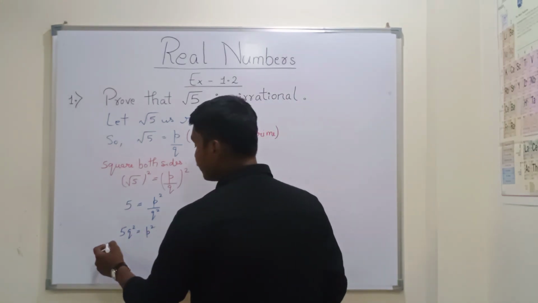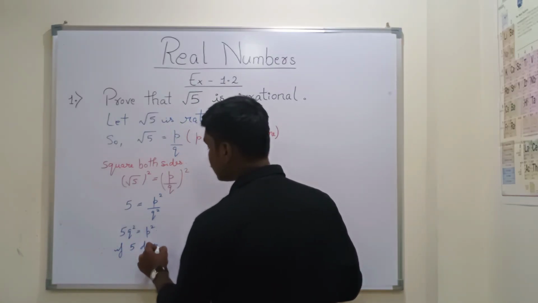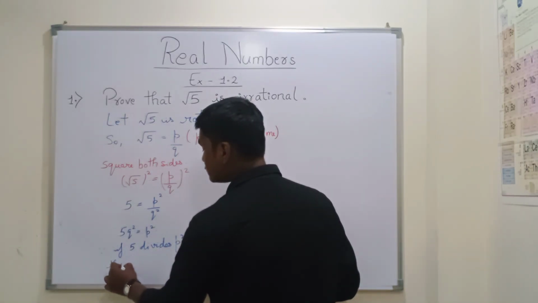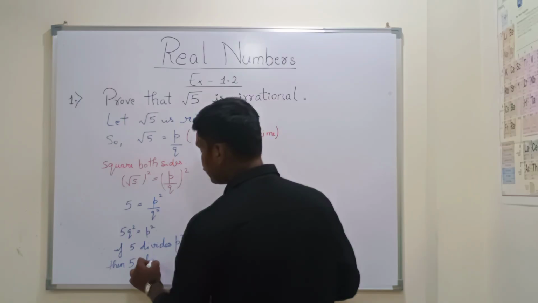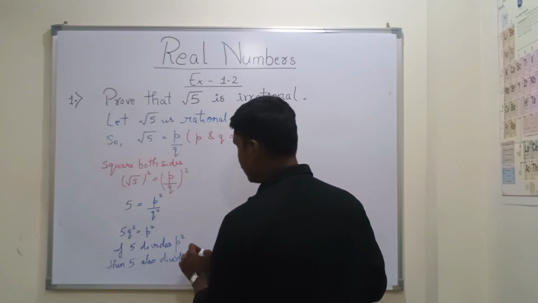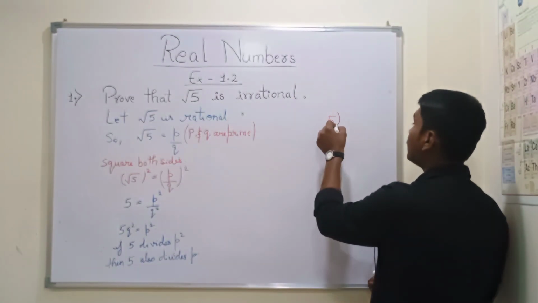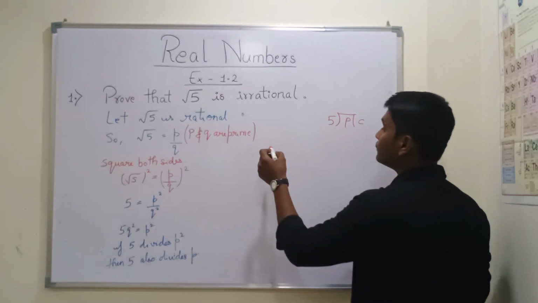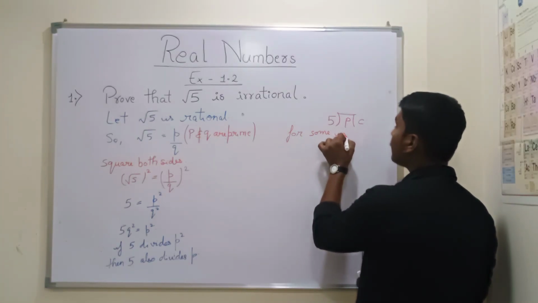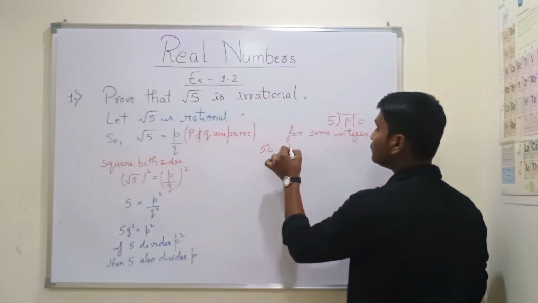In the theorem we have studied that if 5 divides P square, then 5 also divides P. Okay, so if 5 also divides P, then it will divide C times. So for some integer C, five C is equals to P.